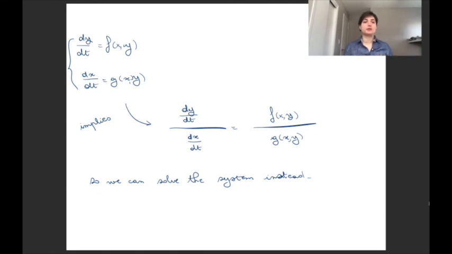Why does it work? It works because the new system implies the old system. So in some senses, we're making things more complicated in the hope that in the new system, in this ODE system with x and y both being dependent on t, we can have something easier.